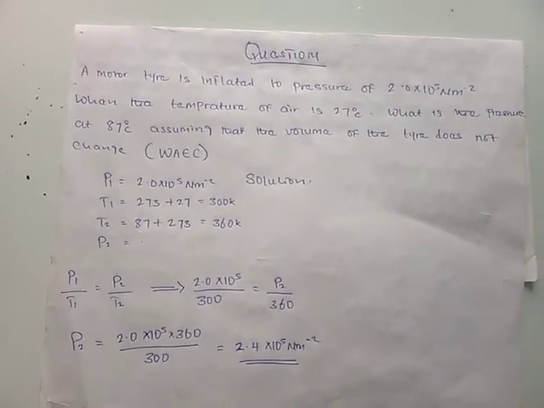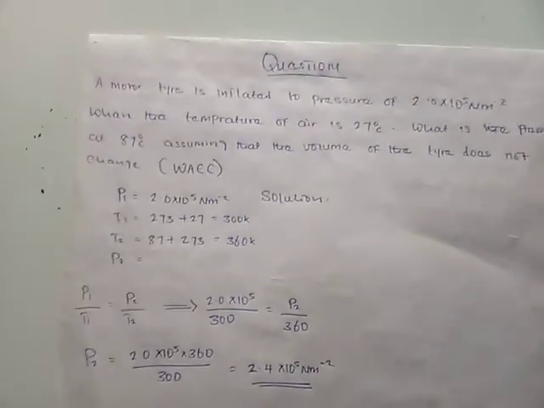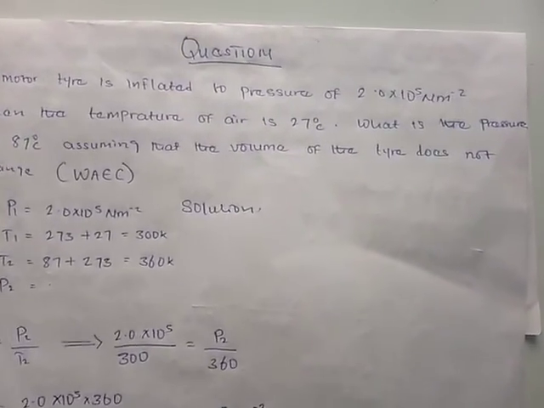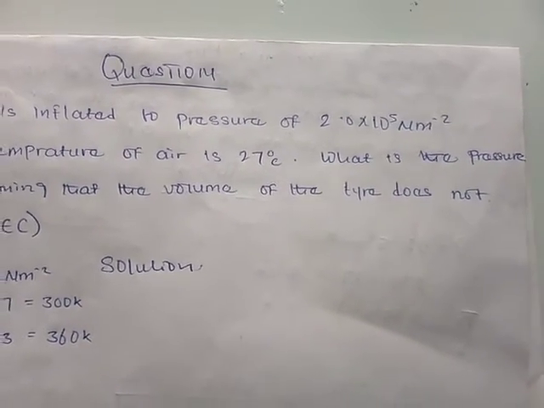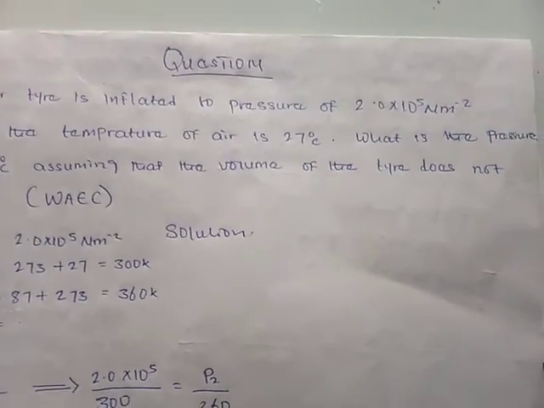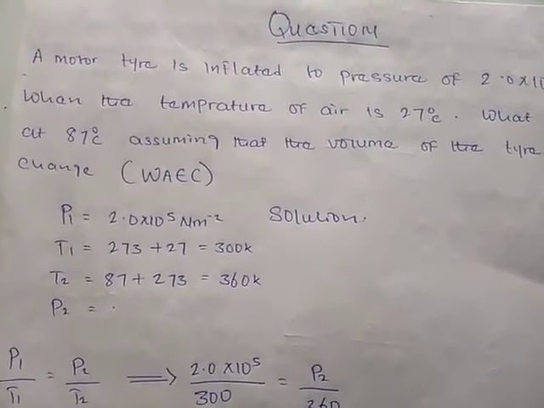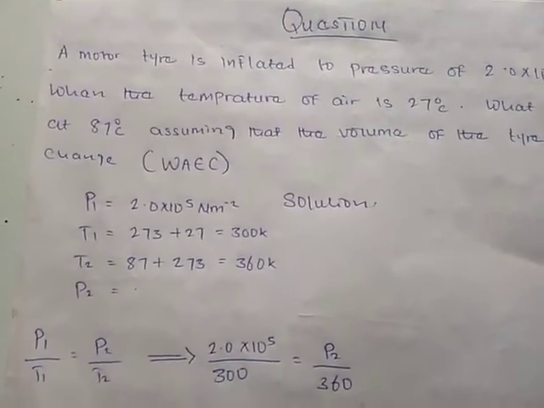I have another question. The next question: a motor tire is inflated to a pressure of 2.0 times 10 raised to the power 5 Newton per meter squared when the temperature of the air is 27 degrees Celsius. What is the pressure at 87 degrees Celsius, assuming that the volume of the tire does not change?